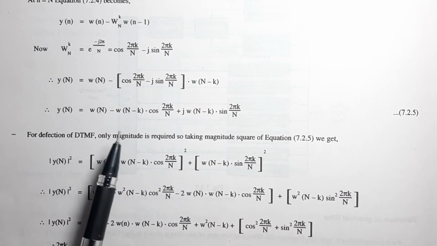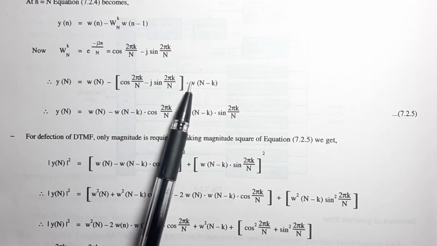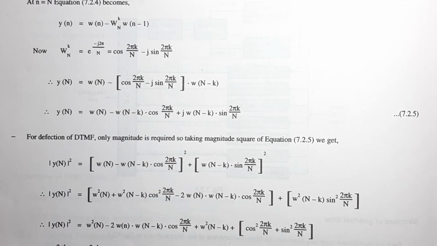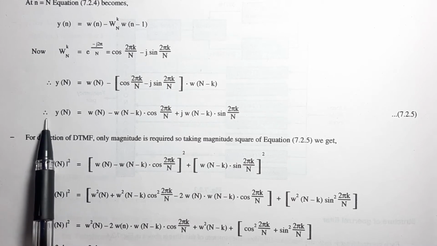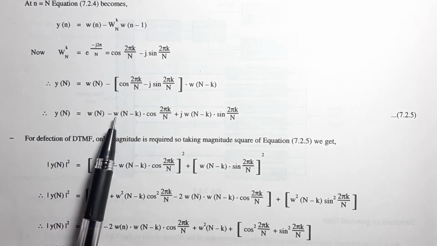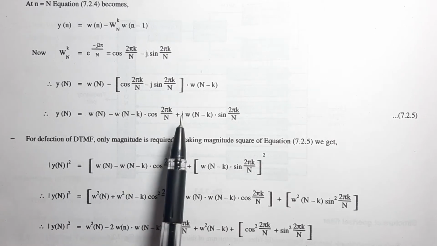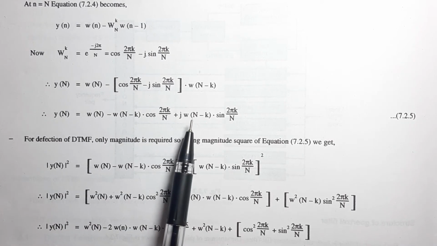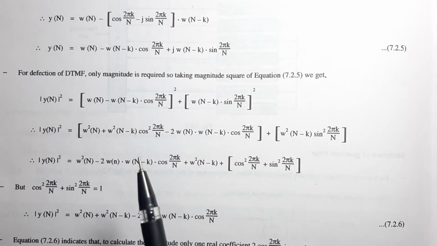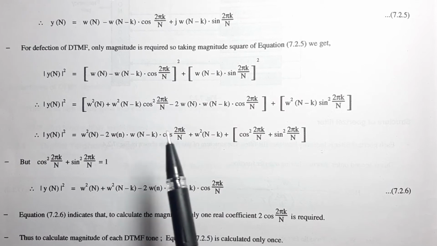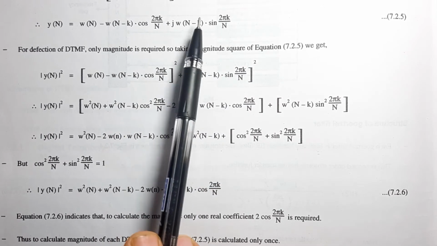Now, opening up the brackets, y(N) is nothing but w(N) minus w(N minus 1) times the cosine term plus j times w(N minus 1) times the sine term. Now, for detection of DTMF, only the magnitude is required, so we take the magnitude square of the equation present over here.